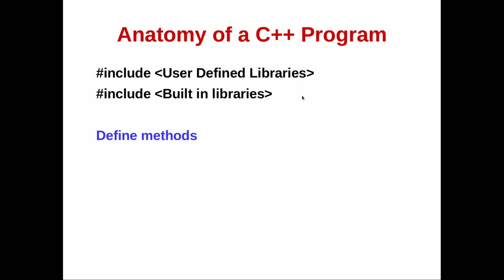Next, we go about defining our methods. We'll talk more about methods and functions in just a moment. We have our main method. This isn't in every file. It's only in certain files. And this is only once throughout the entire program. You can only have one main method. And then from there you have your method definitions.